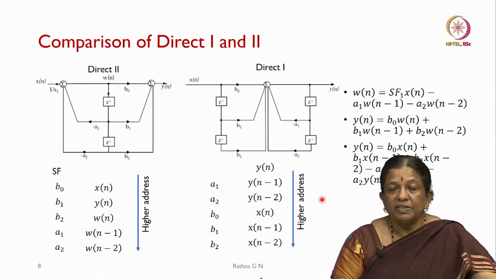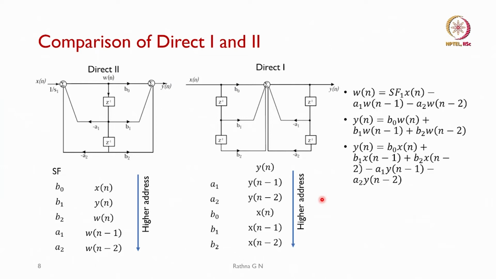So, we have seen the different structures. Here we are going to see direct form 2, which we derived in the last class. The coefficients for it are B0, B1, B2 and A1 and A2, and then x of n, y of n, w of n, w of n minus 1 and w of n minus 2. These are the parameters I have to store.